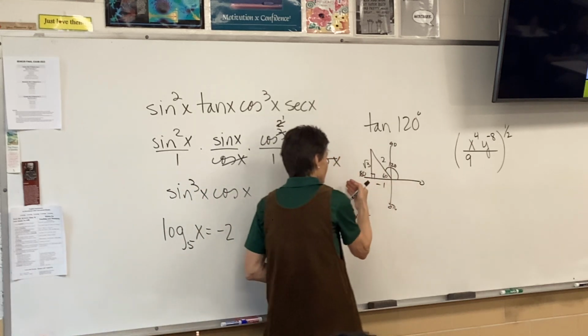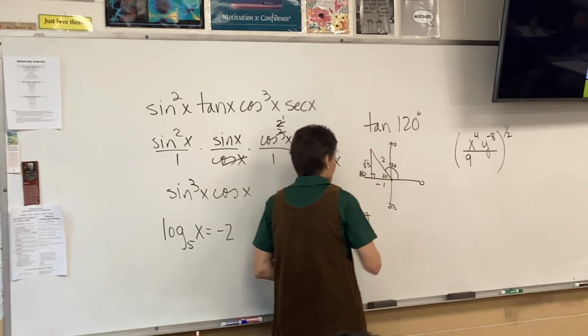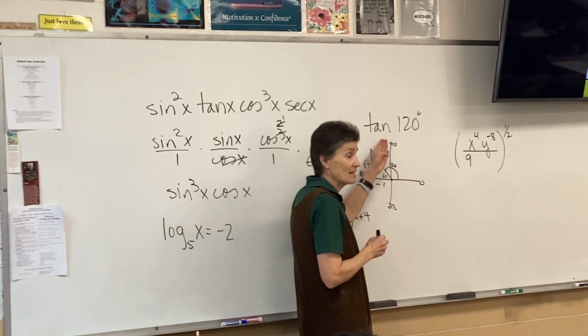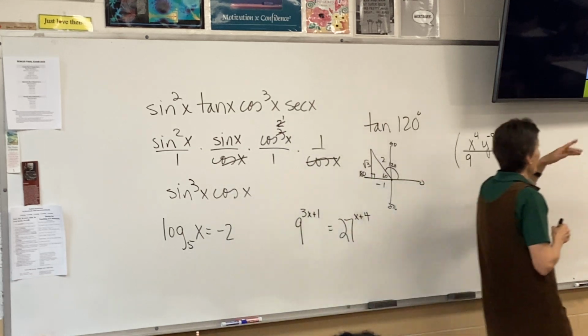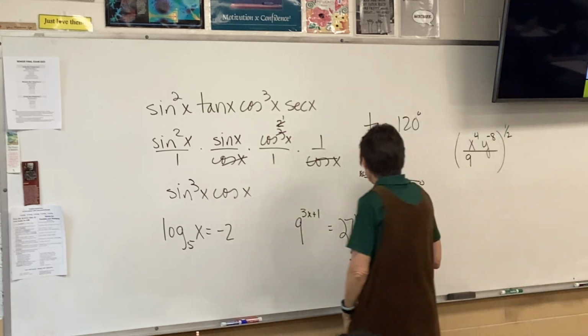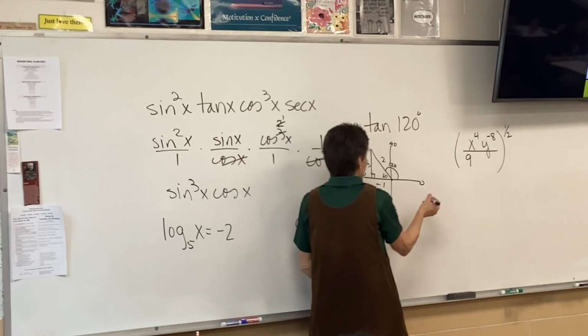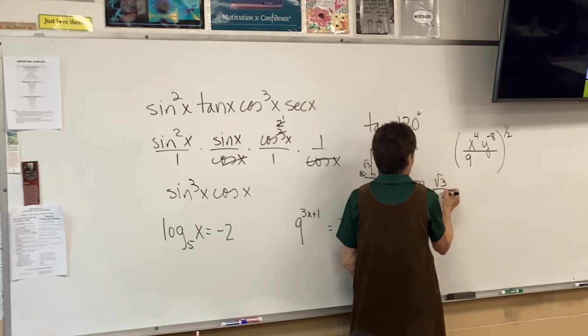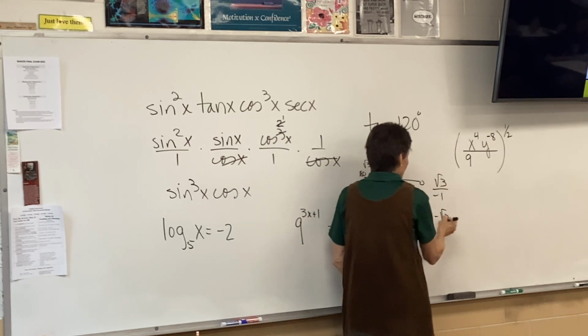Because we're left. There's the origin. We're left. So you have to remember what tangent is. Hopefully you know that, but it is on your reference sheet. Tangent is? Opposite over adjacent. So that'll be root 3 over negative 1, or negative root 3.